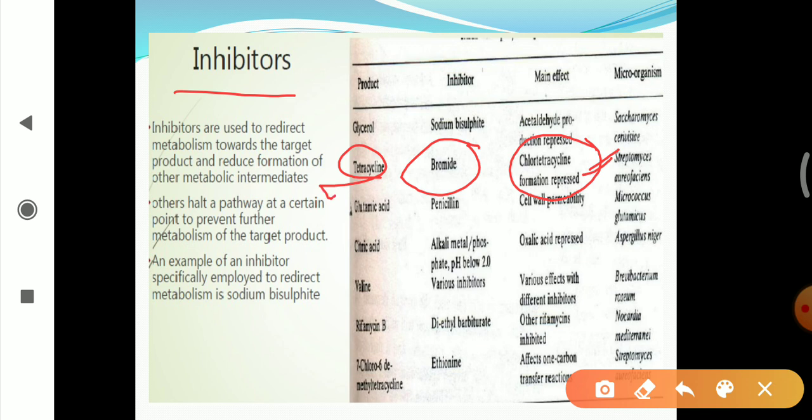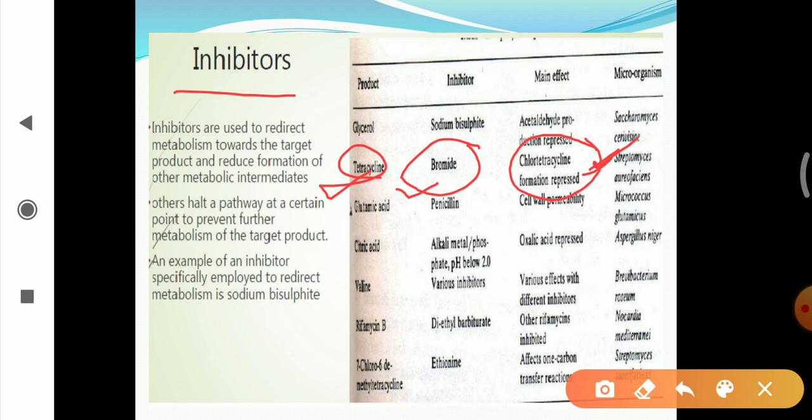In tetracycline production, the undesirable product chlorotetracycline was produced. To prevent its formation, we add inhibitors such as bromide. Bromide is a chlorination inhibitor.